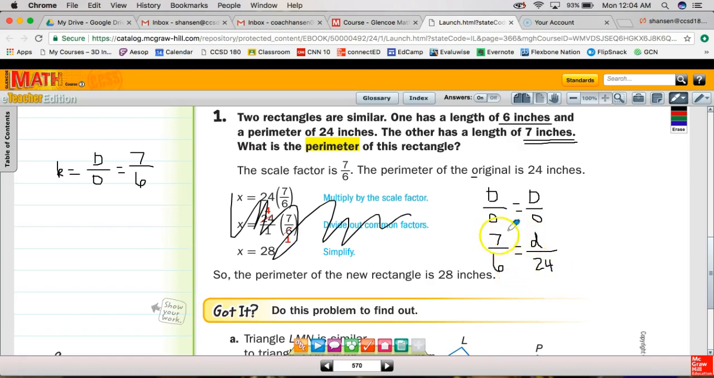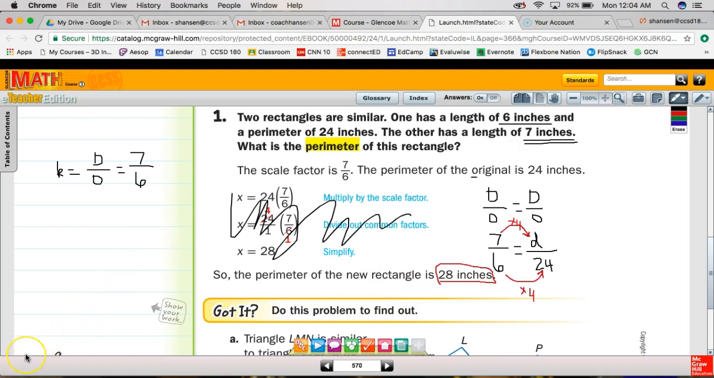So remember, we want to go toward the variable. 7 is going toward D, 6 is going toward 24, and it's being multiplied by 4. So my pattern here is from left to right times 4, which means if I multiply 7 times 4, I'm going to get my answer. 7 times 4 is 28. Notice the perimeter of the new rectangle is, ta-da, 28 inches. So I solved that using a proportion, much like I've been doing in the previous couple of lessons. If you need to replay that, go ahead and pause the video now and go back and look at that.